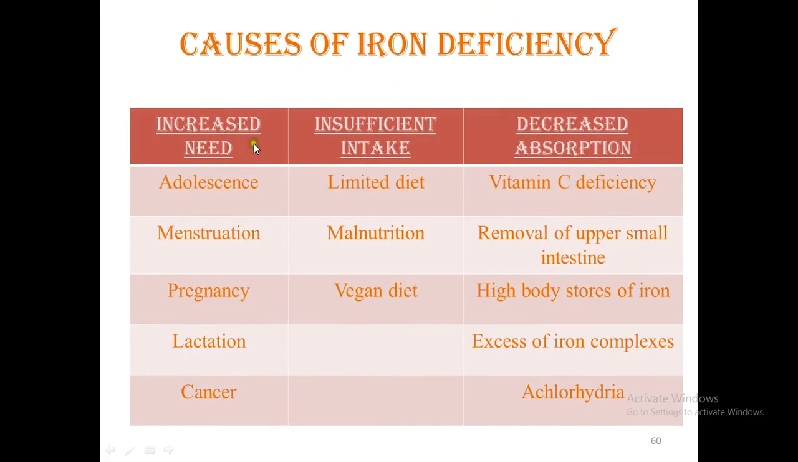What are the causes of iron deficiency? Either the need has become more, like in adolescents, women who are menstruating monthly, pregnant women, lactation, or people with cancer who are losing blood from the cancerous tumor, or insufficient intake like limited diet or malnutrition or a vegan diet, or decreased absorption. Decreased absorption can happen when there is vitamin C deficiency, or removal of the upper small intestine, or high body stores of iron, or excess iron complexes or achlorhydria.